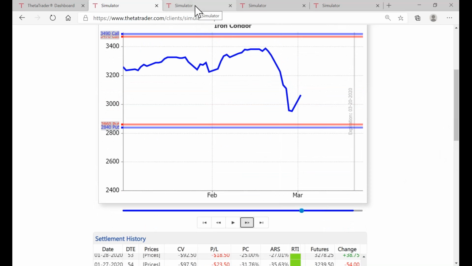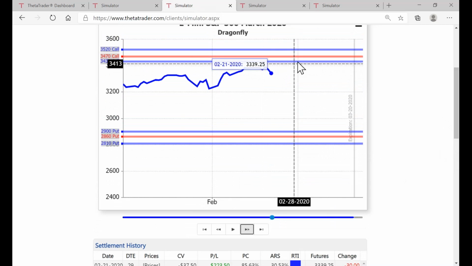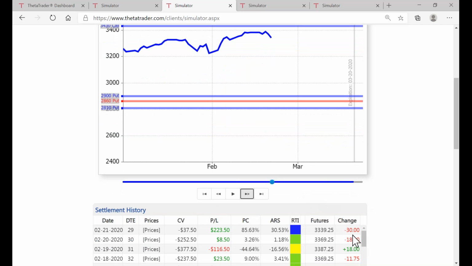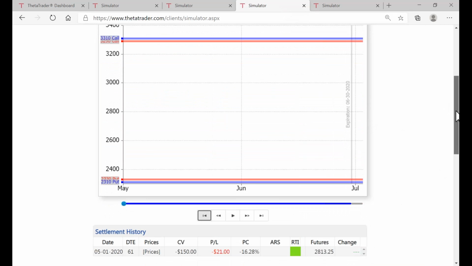In these certain circumstances like this, the dragonfly call and put that you are long acts as some additional protection and gives you these opportunities to actually take what might have been a losing trade and turn it into a winning trade. And I want to point out another condor here. This is from earlier this year.